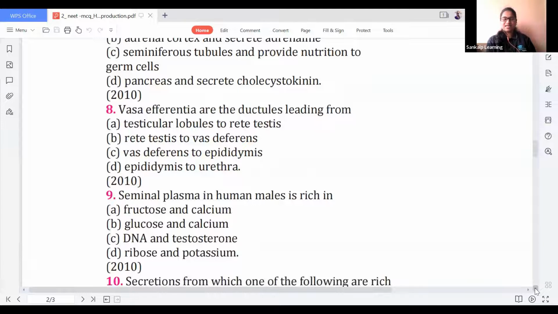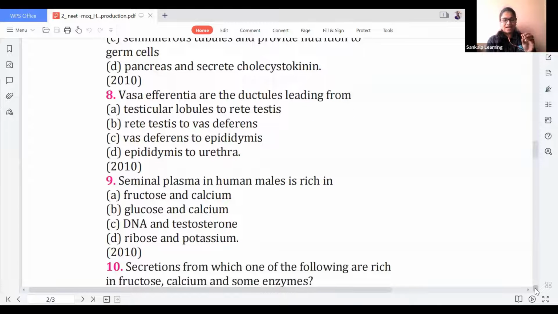Seminal plasma, you know. So the seminal plasma in human males will be rich in fructose and calcium, glucose and calcium, DNA and testosterone, ribose and potassium. Seminal plasma in human males will be rich in. What is your answer? I will explain this concept. Yes, good. Tubagere College answered it as option A, and it is a right answer.